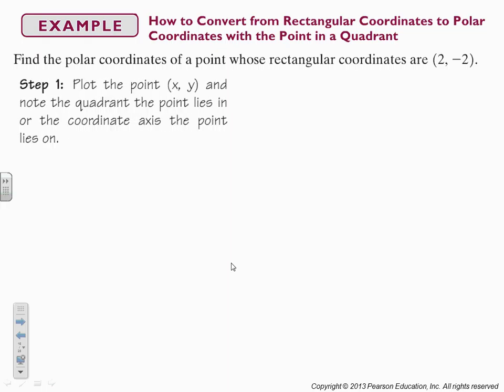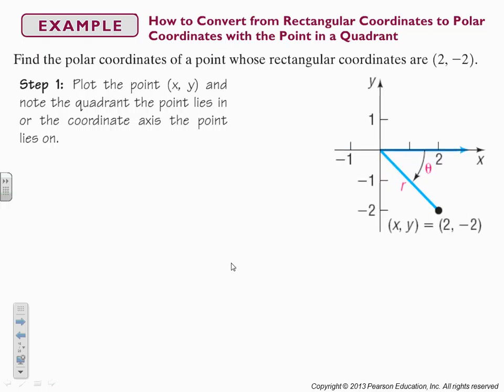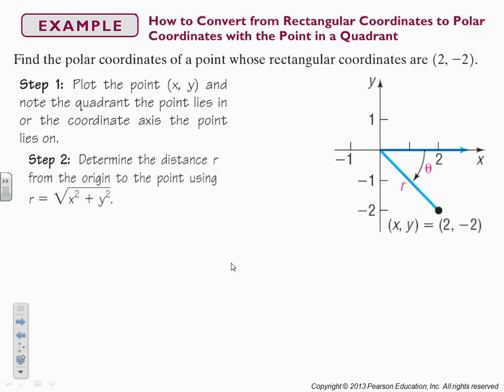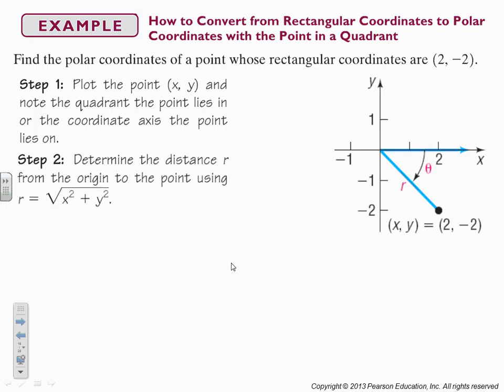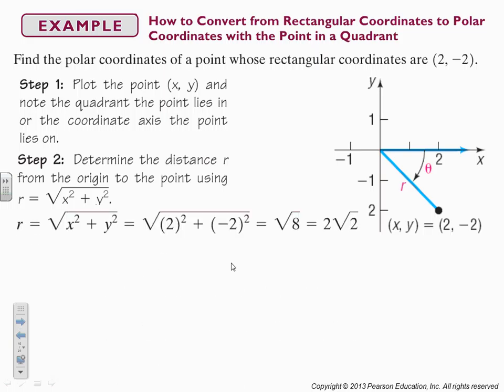We're going to plot the point so we can figure out which quadrant we're in. Over 2, down 2 gives us quadrant 4. We're going to use the distance formula, r equals the square root of x squared plus y squared, to find our r value. When we do that, we get 2 squared plus negative 2 squared, which is 4 plus 4, which is 8. So the square root of 8 is 2 root 2. So our r is 2 root 2. Now we have to find theta.